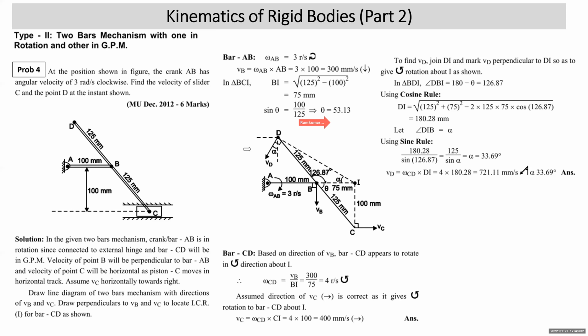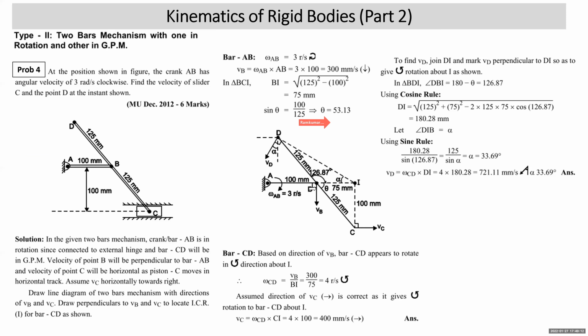Now he's also asking you to find the velocity of point D. How do you get velocity of point D? The velocity of any point on the bar in GPM is obtained by joining that point with ICR. See, I have joined point D with ICR. Velocity of point D will be perpendicular to DI. Since bar CD is in GPM, velocity of point D will be perpendicular to DI, and since omega CD is anti-clockwise, it will be directed so as to give anti-clockwise rotation to bar CD. Now, velocity of point D will be omega CD into DI. So DI length is required, students.